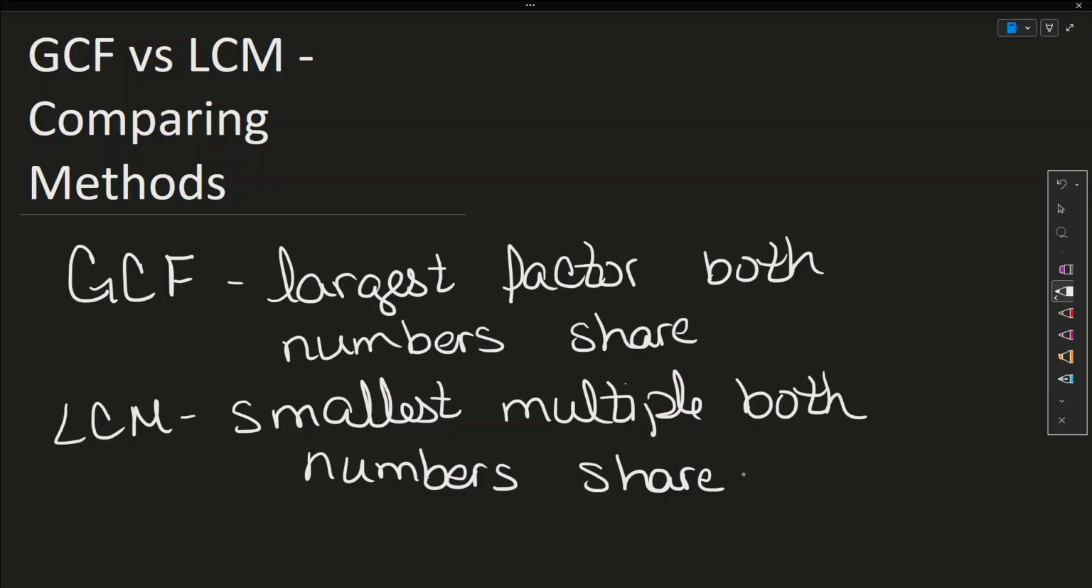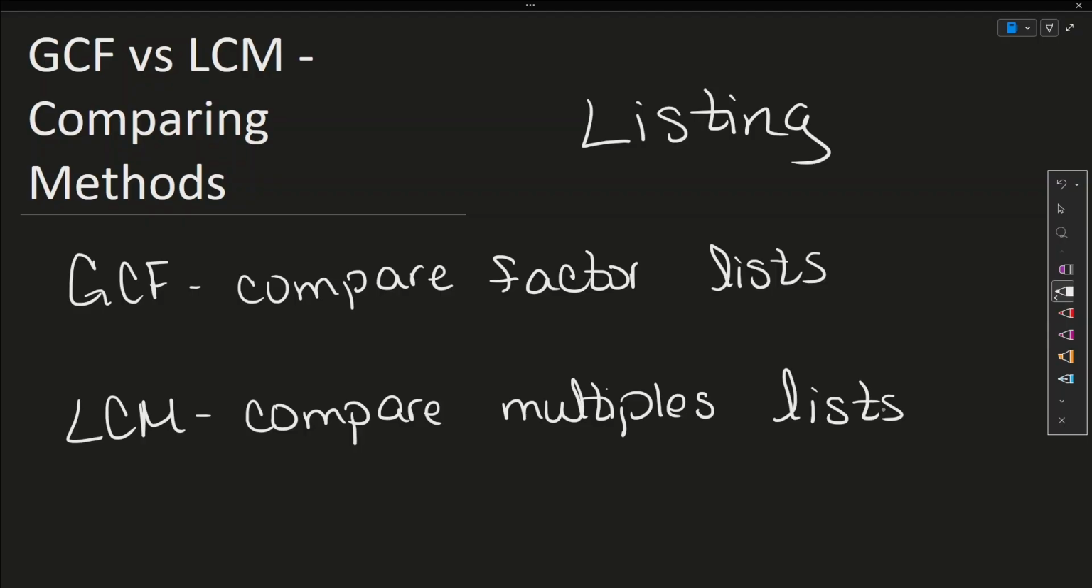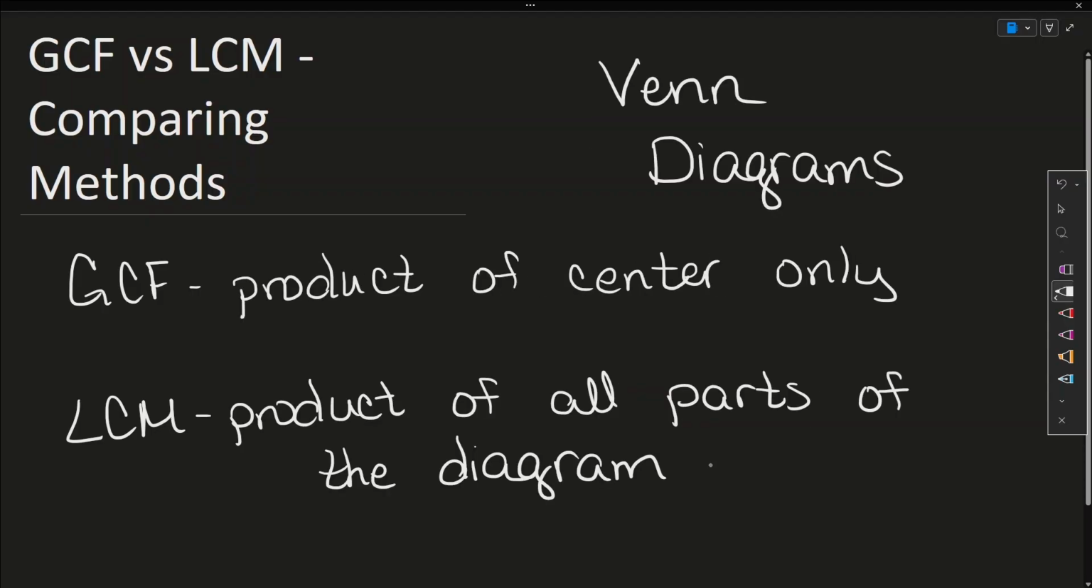The greatest common factor is the largest factor both numbers share, and the least common multiple is the smallest multiple both numbers share. When we use listing, the GCF is going to come from comparing the factors of each of the numbers, while the LCM comes from comparing the multiples of each number. When we use Venn diagrams, the GCF is the product of the center only, while the LCM is the product of all of the parts of the diagram.